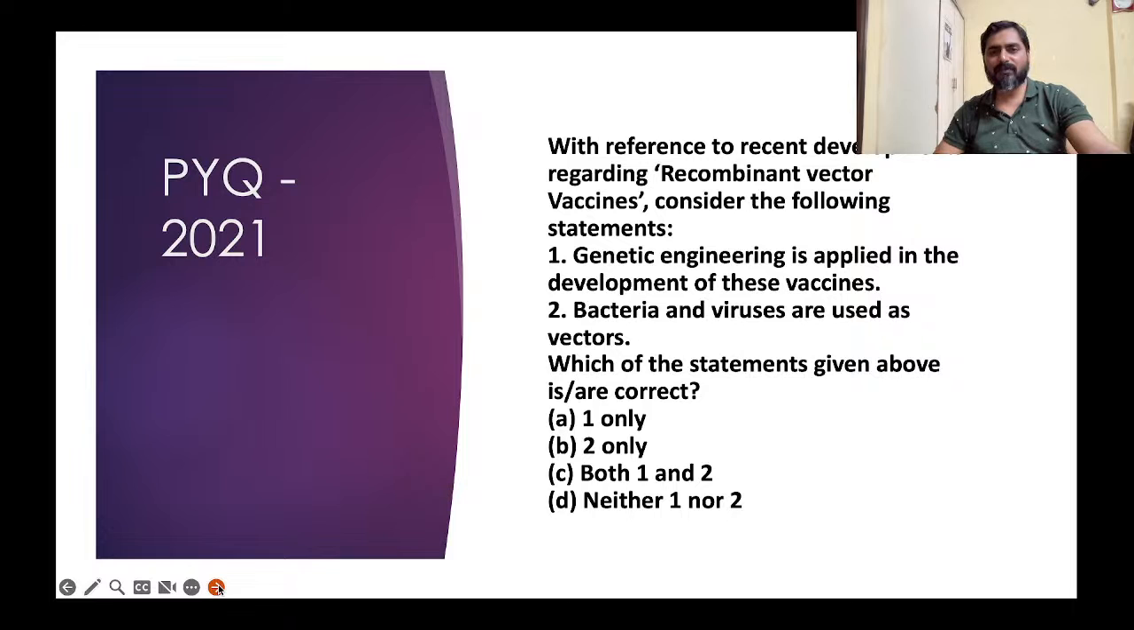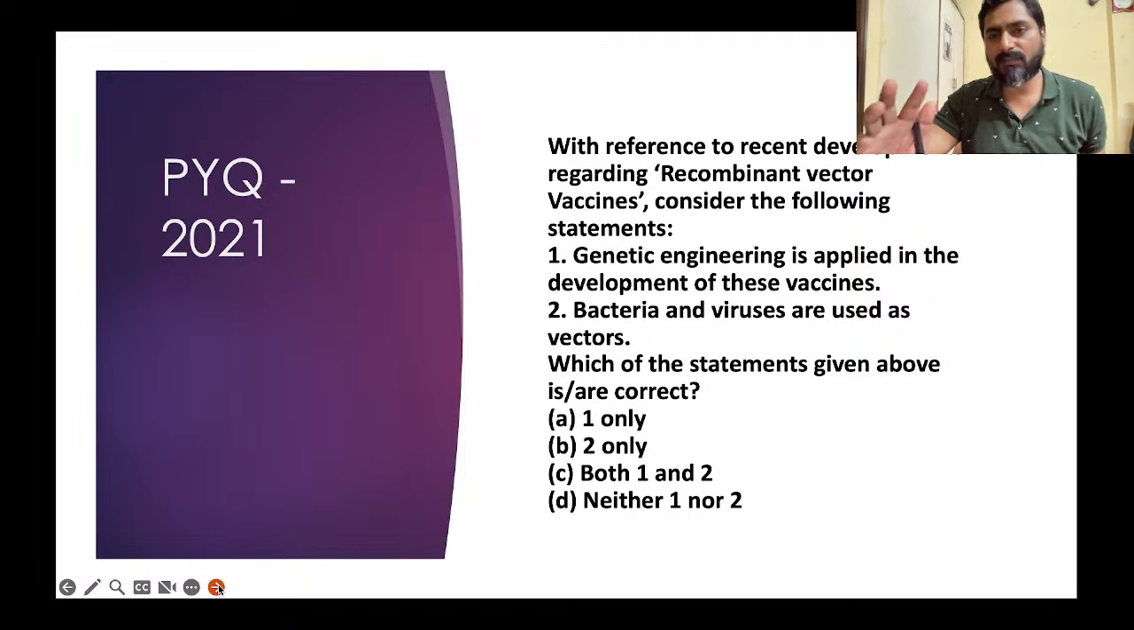With reference to recent developments regarding recombinant vector vaccines, consider the following statements. Genetic engineering is applied in the development of these vaccines. So yes, it is a very generic term. So yes, genetic engineering is applied in the development of these vaccines. Bacteria and viruses are used as vectors. So we have seen that bacteria can be a vector, virus can be a vector, bacteriophages can be vector. So there are many such organisms that can be used as vector. Fungi can be used as a vector. Yeast can be used as a vector. So there are many such organisms that can be used as a vector.